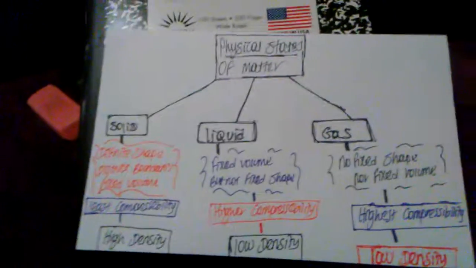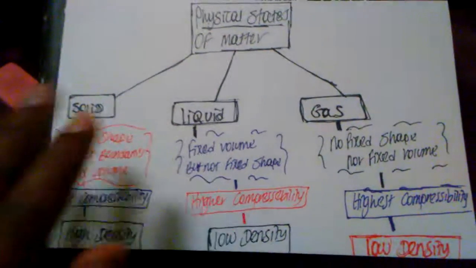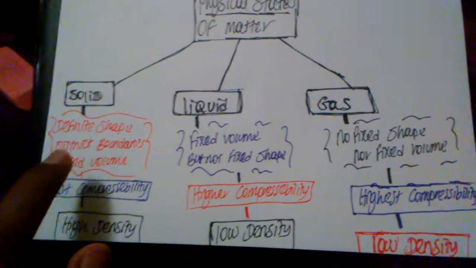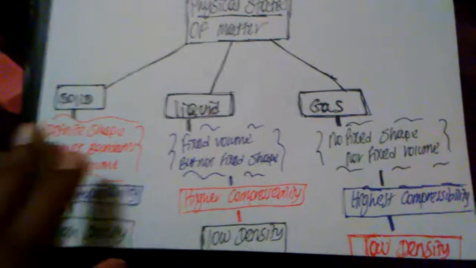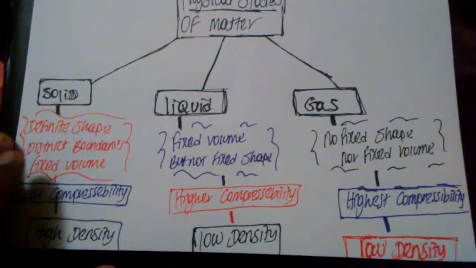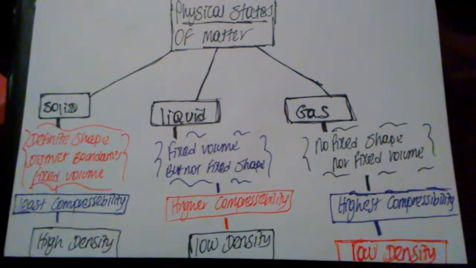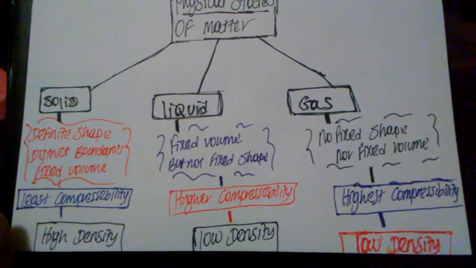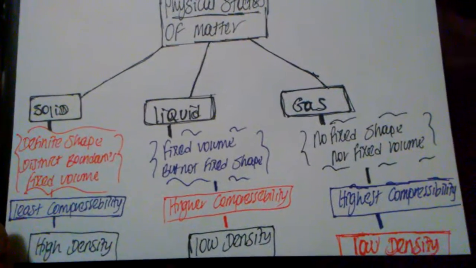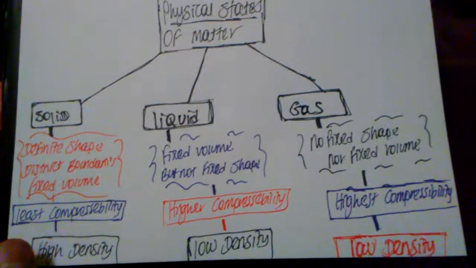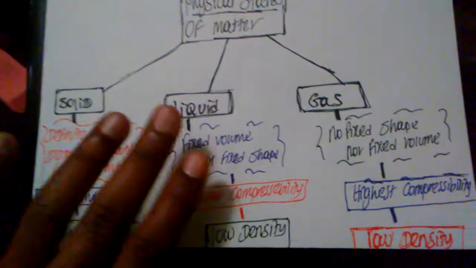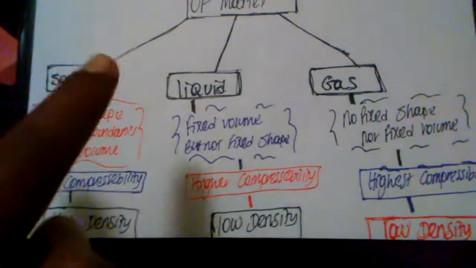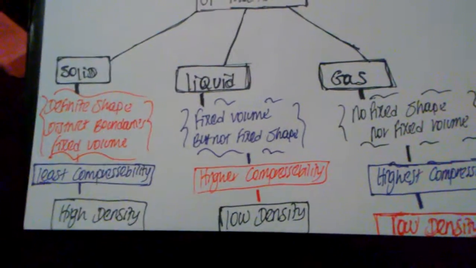When we come to the physical states of matter, there are three: solid, liquid, and gas. Solid has a definite shape, distinct boundaries, and a fixed volume, which means it stays together for a long time. It has the least compressibility and a high density. Liquid has a fixed volume but not a fixed shape. That's the main difference between them.